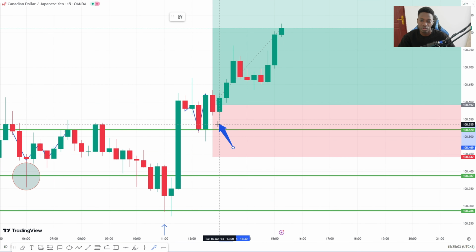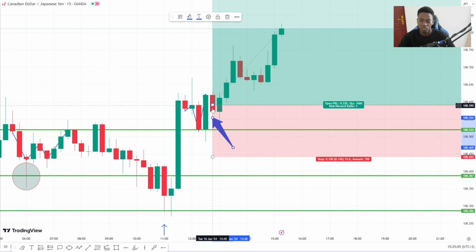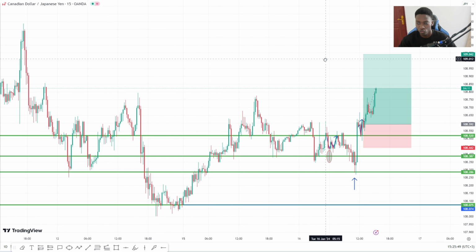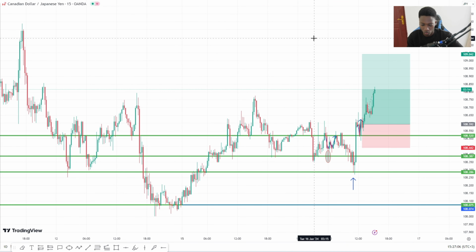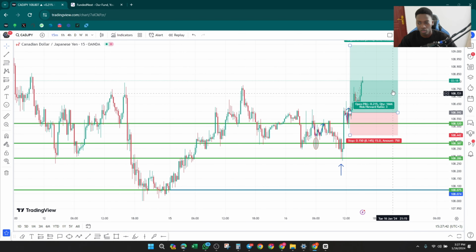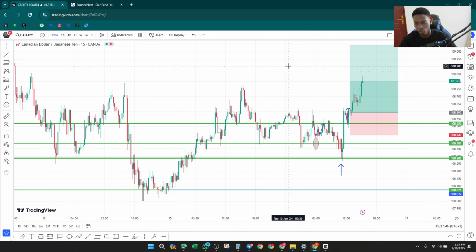So at 12:45, when I get my retest at the neckline, this was a valid entry, and that's where I took my buy position. 20 pips into my target, I adjust my stop loss to break even, which is what I'll just be doing right now. Entry price is 108.592. So now worst case scenario, if this trade reverses, at least it's secured and I will not be losing anything.